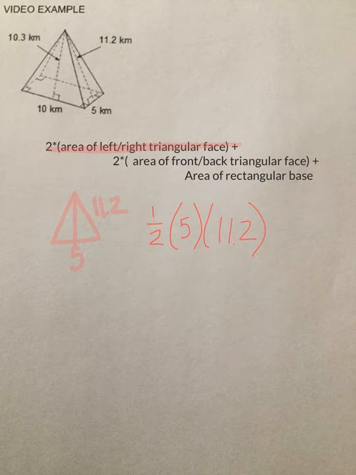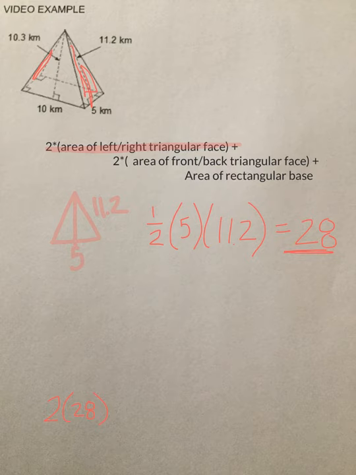So if I take 1/2 times 5 times 11.2, I find that the right hand and the left hand triangle, which is right here, and this little piece back here that you can barely see, but picture what that would look like. Those two are congruent. They both have an area of 28. So the first part of my formula is going to be 2 times 28.